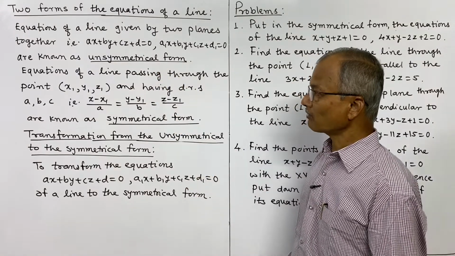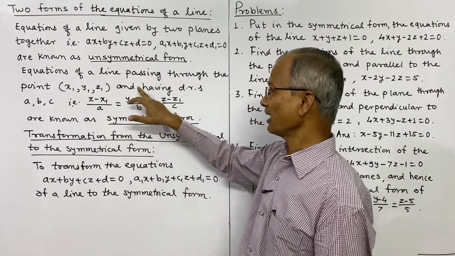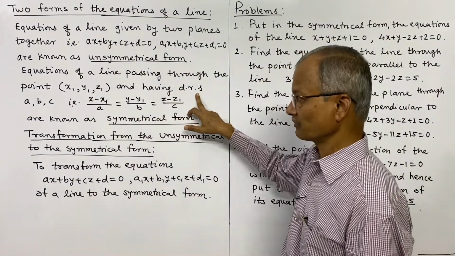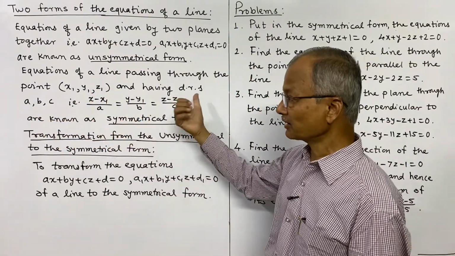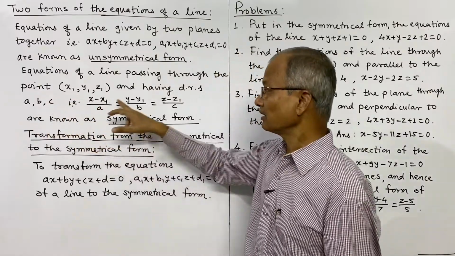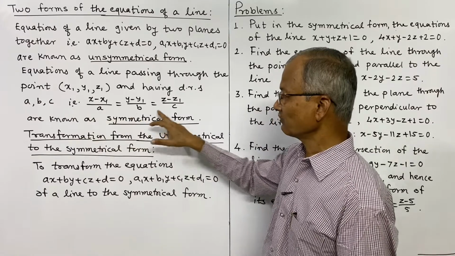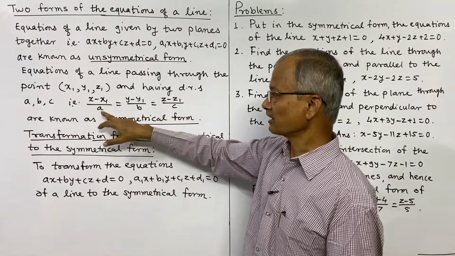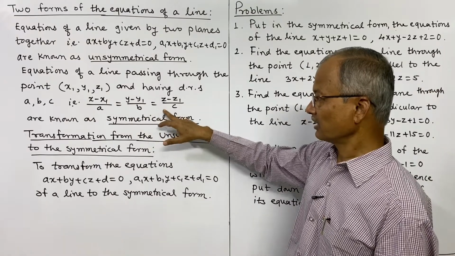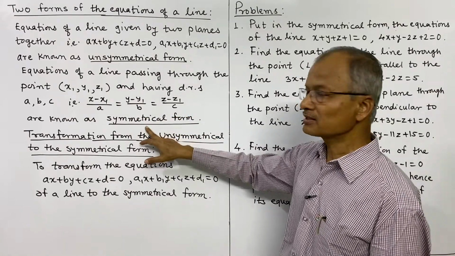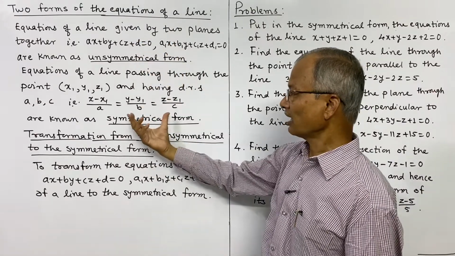And another form we have studied is the line passing through the point (x1, y1, z1) and having the direction ratios a, b, c, or direction cosines, but in general the direction ratios will be there. That equation we have seen is (x - x1)/a = (y - y1)/b = (z - z1)/c, and this form is known as the symmetrical form. So these are the two forms: two planes together, and this form.